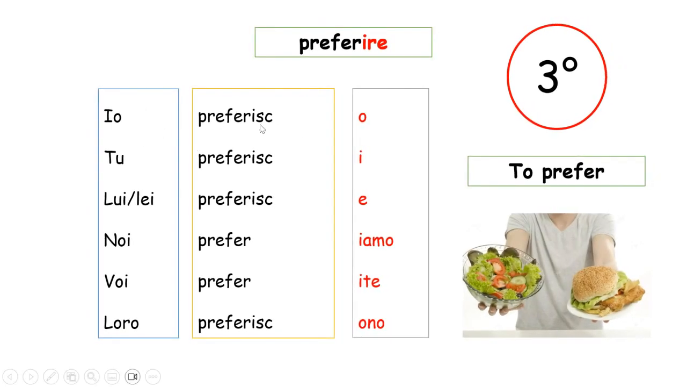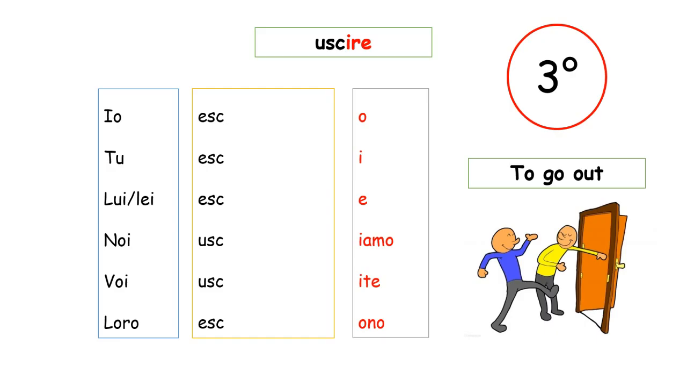Preferire. Io preferisco, tu preferisci, lui, lei preferisce. Noi preferiamo, voi preferite, loro preferiscono. Uscire. Io esco, tu esci, lui, lei esce. Noi usciamo, voi uscite, loro escono.